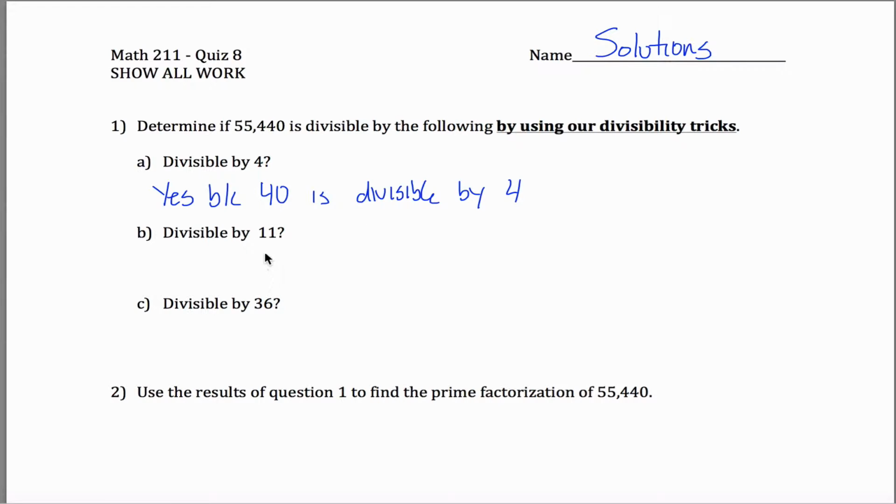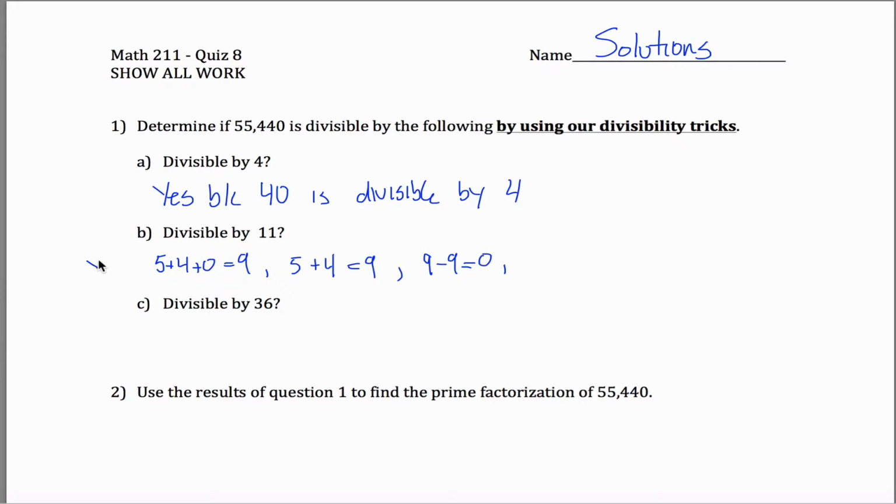What about divisible by 11? Well, to check divisibility by 11, I take every other digit. So I'll take this first 5, and then this third digit, the 4, and then the fifth digit, the 0, and that gives me 9. And then I'll take this second 5, and then this fourth digit, which is a 4, and that gives me 9. And 9 minus 9 equals 0.